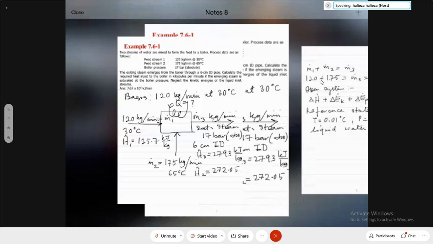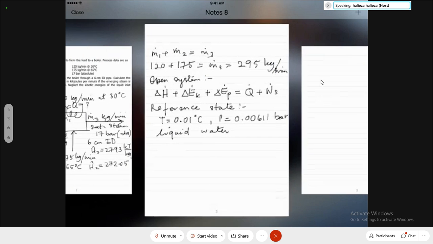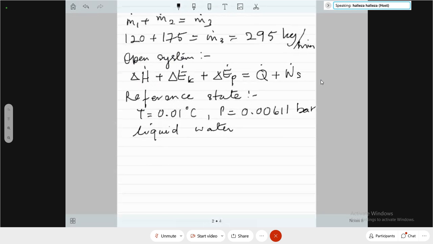Let's look at our equation. We have our equation over here. Okay, our energy balance equation. What else can be eliminated from that open system equation? Anything that can make it simplified, easier, less calculation. Potential. Potential, okay. There's no shaft work. Shaft work because there's no turbine, there's no pump. It's just mixing. And now, kinetic.